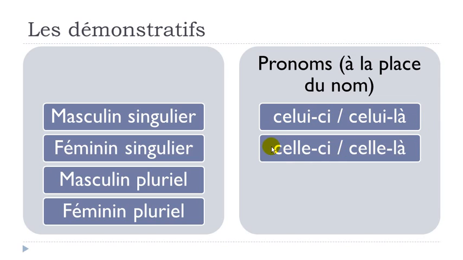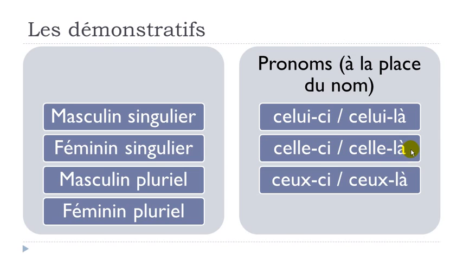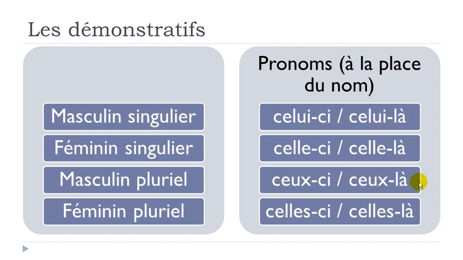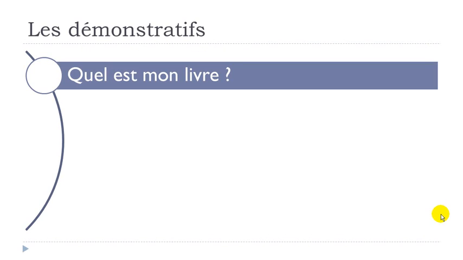Same thing with the feminine form. Celle-ci, celle-là, all right? And then for the masculine plural, ceux-ci. Okay, remember final X is not pronounced, so you get the sound ceu, ceux-ci, and then ceux-là. All right. Feminine plural, celles-ci. Okay, don't pronounce the final S. Celles-ci, celles-là. All right.